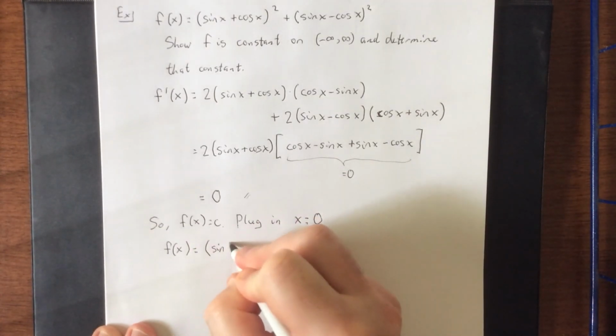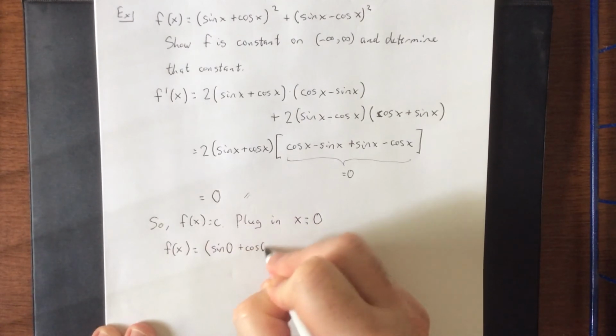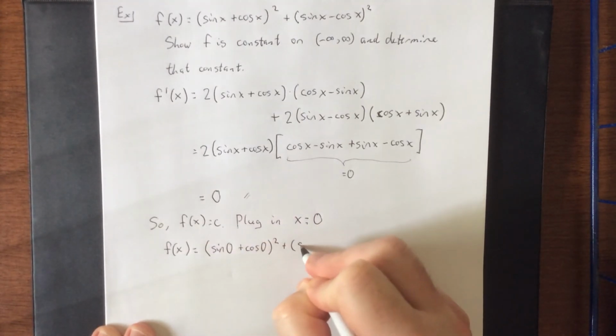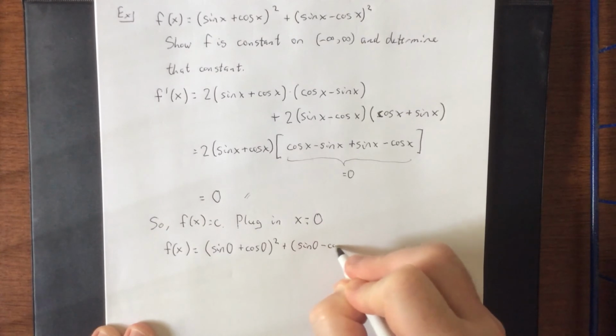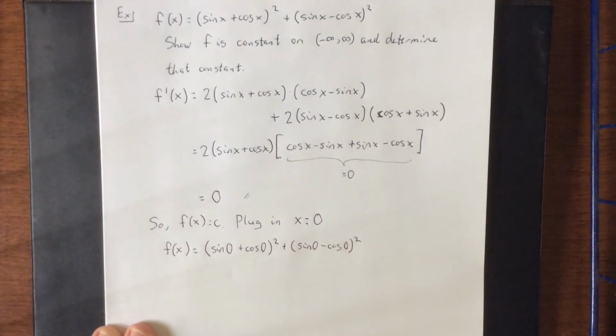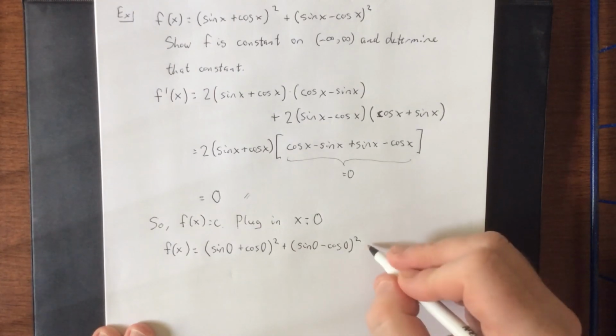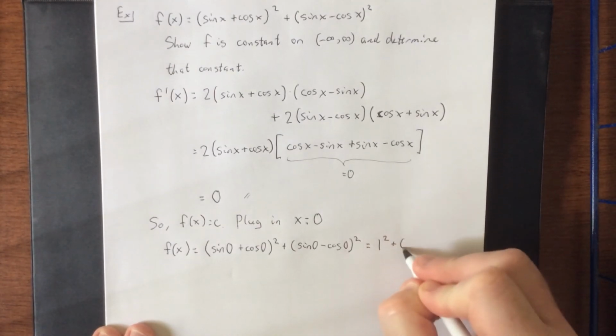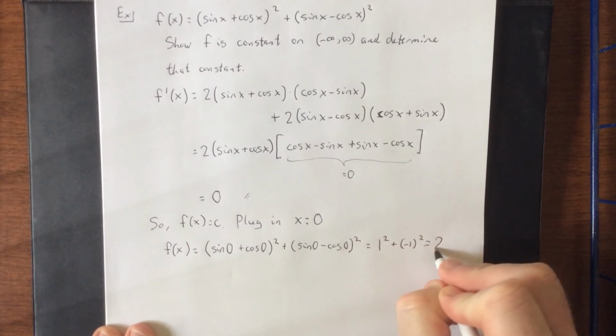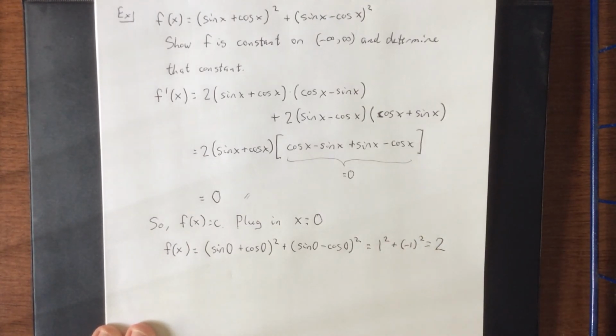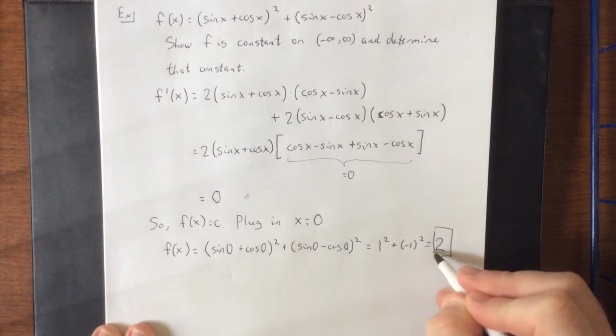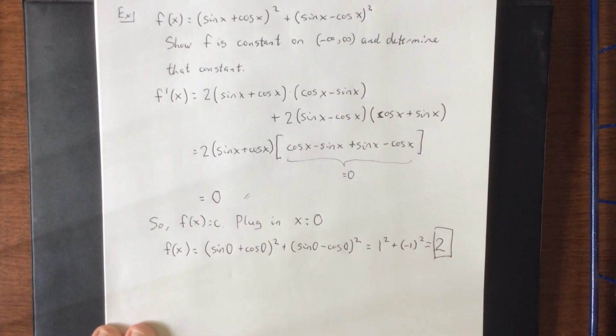So that'll be sine of 0 plus cosine of 0 squared plus sine of 0 minus cosine of 0 quantity squared. Sine of 0 is equal to 0. Cosine of 0 is equal to 1. So we're looking at 1 squared plus negative 1 squared. Our constant that this function is equal to is 2. Now, there are, of course, other trigonometric ways that we could have shown that this was equal to 2, but I think this is a pretty fun way to integrate some calculus into the process.